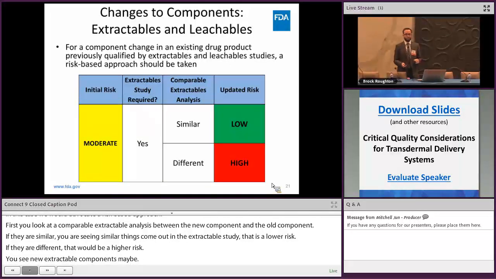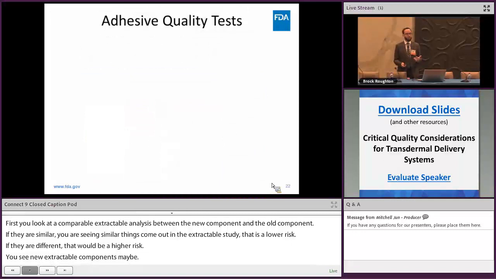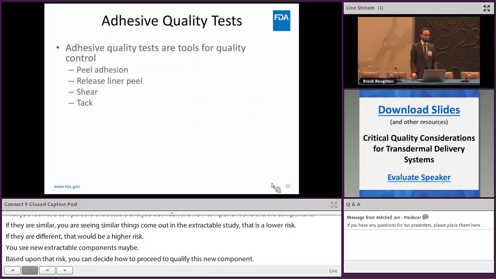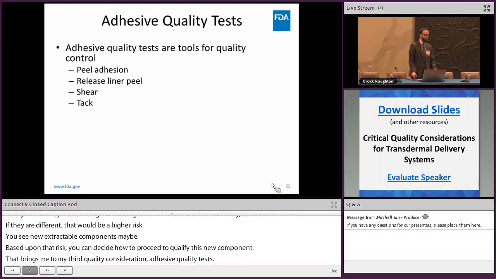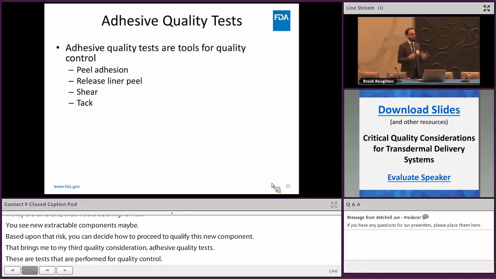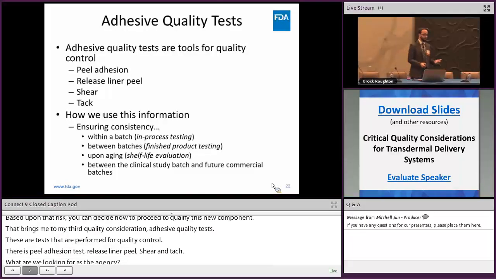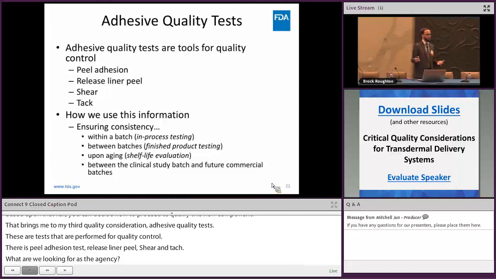All right, so that brings me to my third quality consideration, and that's adhesive quality tests. And these are tests that are performed for quality control. And so there's peel adhesion tests, release liner peel, shear, and tack. And what are we looking at as the agency? We're using this information from these tests to ensure consistency, both within a batch, between batches, during stability, and between commercial batches and those original clinical batches.